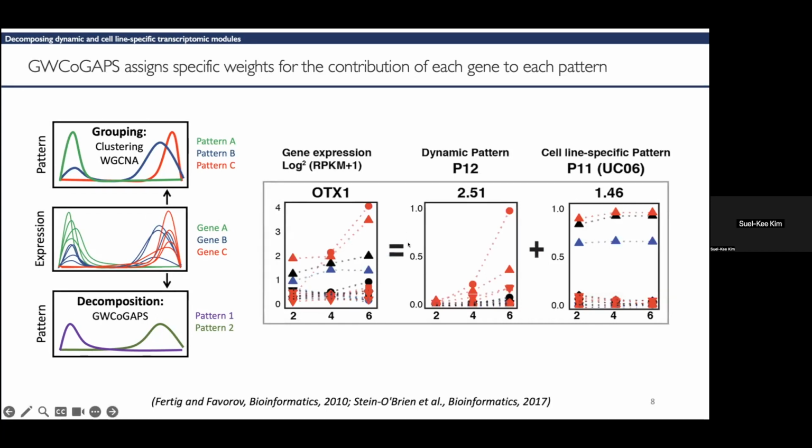SOX21 gene expression in our data was decomposed into one dynamic pattern showing induction in the Noginesib condition and another pattern specific to the UCO6 cell line. And here the numbers show the gene contribution weight values, which are the gene weights of SOX21 for each of these 2 patterns.